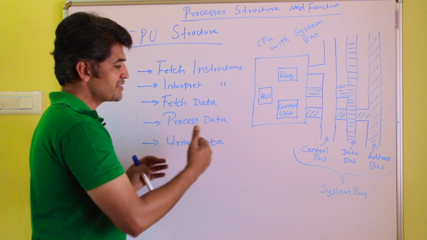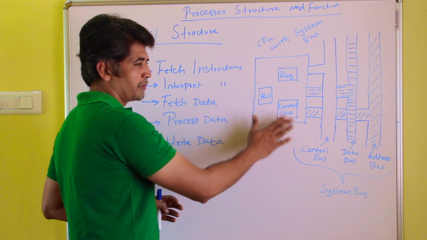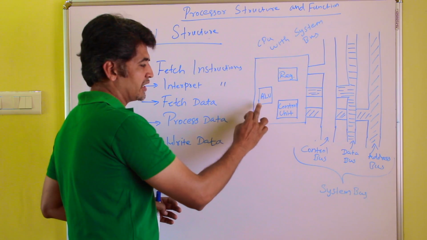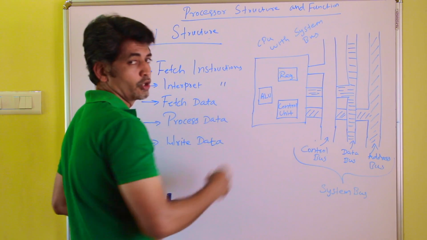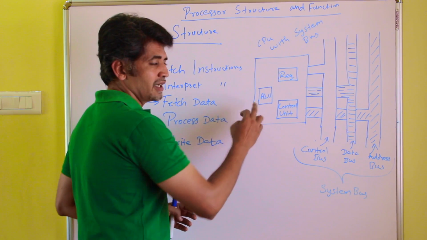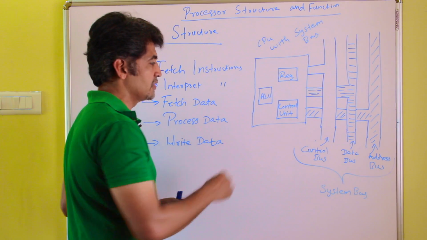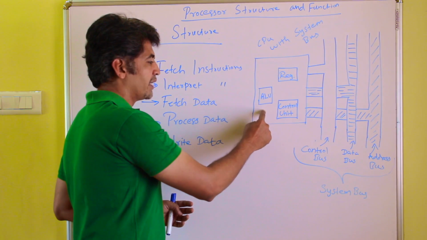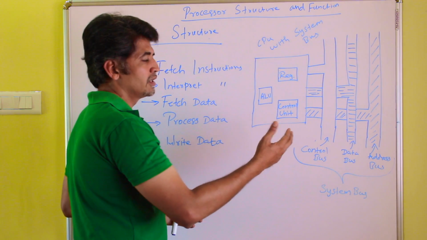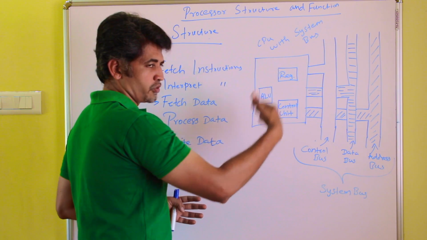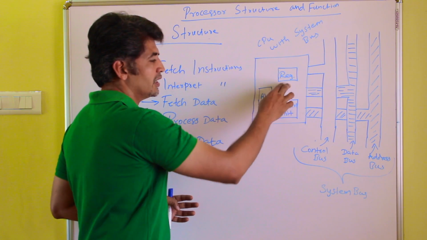For this step-by-step execution, these are the components required for the CPU. One is the ALU, the arithmetic and logical unit. After that, registers are required, and after that, a control unit is required. Whatever operation is required for a particular instruction can be provided by the arithmetic and logical unit. Then data transfer from the memory to the processor, and from the processor to memory, can be provided through registers.